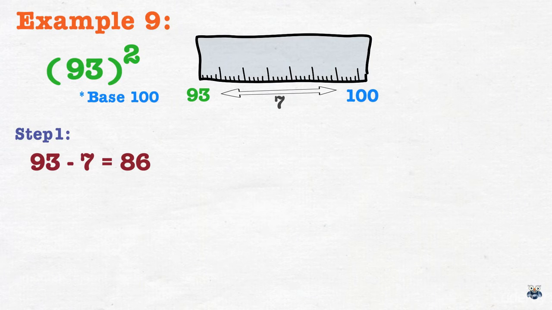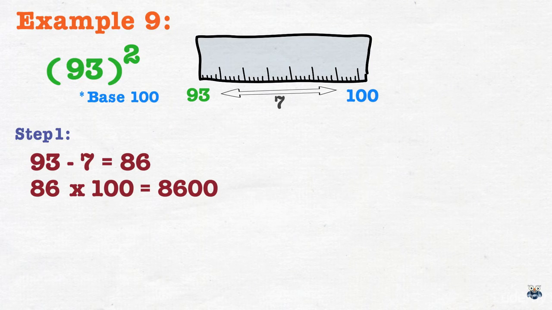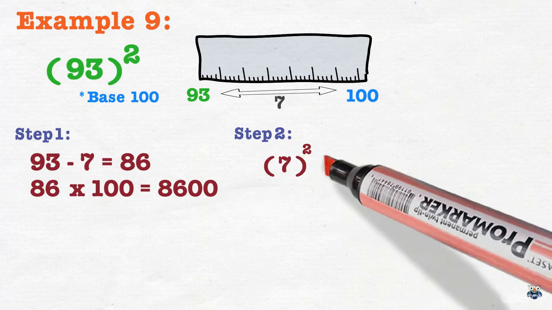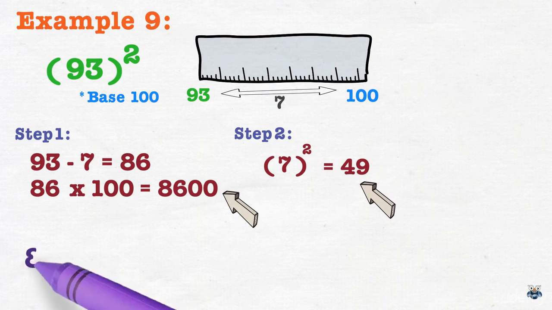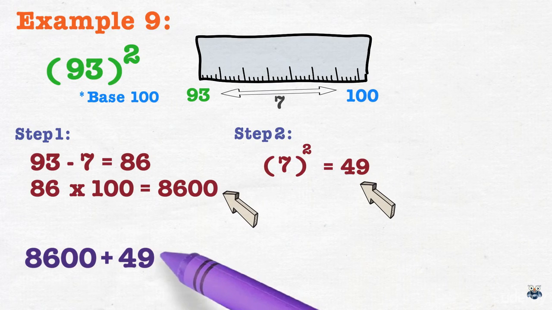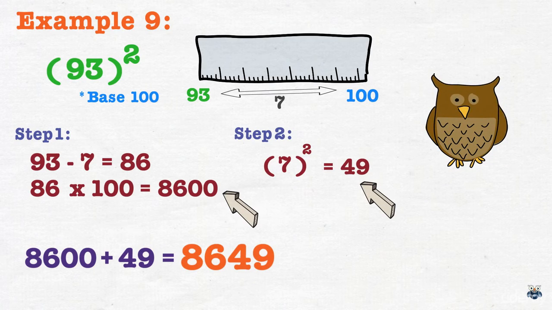We then multiply this result with the base. 86 times 100 is 8,600. We then find the square of the deficit. 7 squared is 49. Now to get our final answer, all we do is add both results. 8,600 plus 49 is 8,649, which is our final answer.